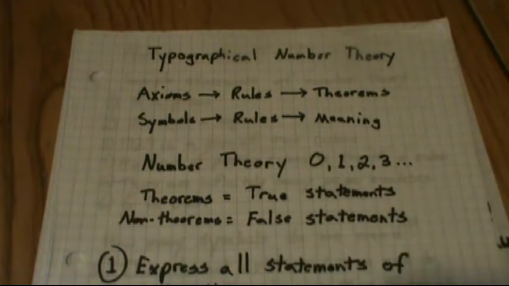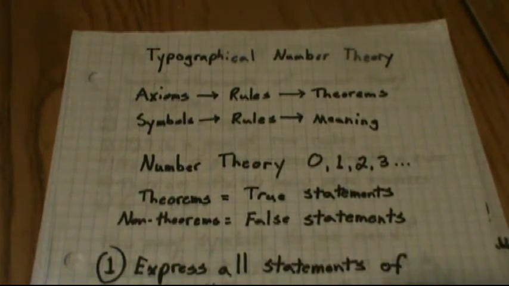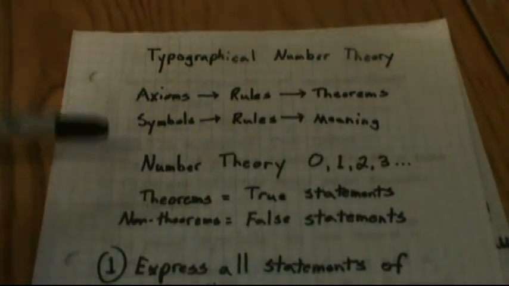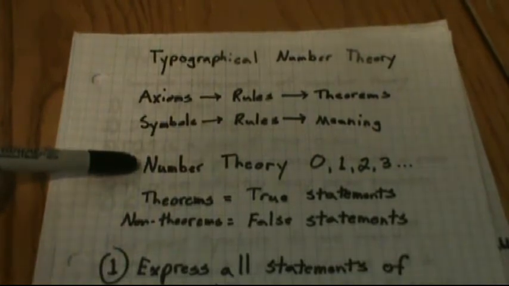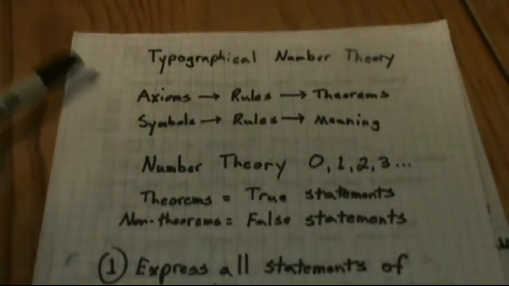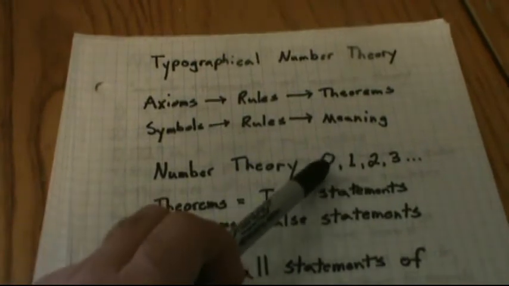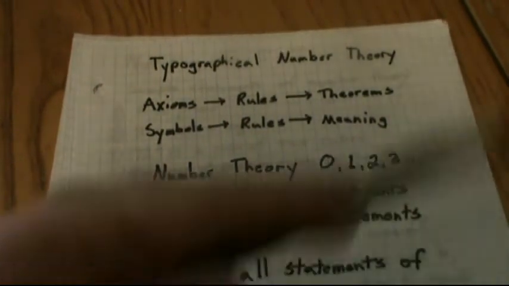So, what we're going to try to do here is take what we learned last time about the propositional calculus and apply it to number theory. Number theory might be a bit of a vague notion, but the idea here is that what we're worrying about is the natural numbers 0, 1, 2, 3, and so on.